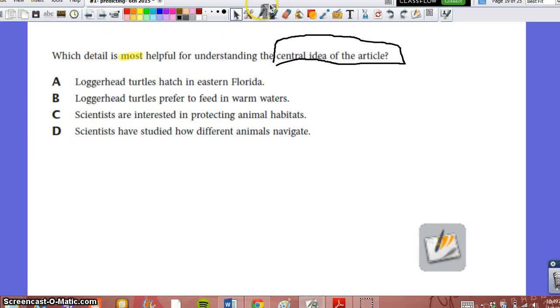Okay. Loggerhead turtles hatch in eastern Florida. This really doesn't show what I just summed up for central idea. Loggerhead turtles prefer to feed in warm waters. Again, this really doesn't have anything to do with their built-in compass. Scientists are interested in protecting animal habitats. True, the article did end talking about that, about how man is messing around with the built-in compass with the building of artificial light. But if I look at D, scientists have studied how different animals navigate. That really backs up everything I summarized in terms of central idea.